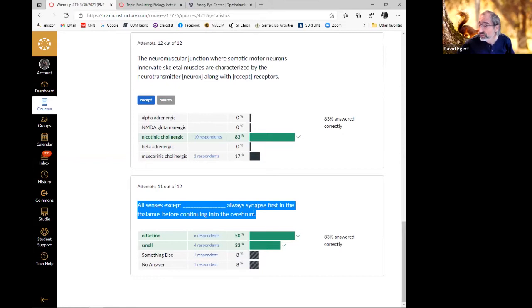So finally, all senses. Yeah, most people got this. All senses except for olfaction, or smell, will synapse in the thalamus before continuing. Smell is the one that's different, that has paths direct into other subcortical regions. So any questions about all this stuff?